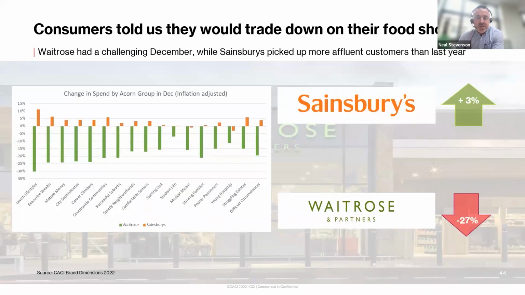Waitrose appear to have seen the biggest impact from customers' changing behaviour this Christmas, and they saw a significant decline across all Acorn groups, but most significantly in the most affluent groups, their core customers. At the same time, Sainsbury's saw an uptick in those groups, suggesting that some Waitrose customers had perhaps traded down into a less premium brand. Interestingly though, Sainsbury's also saw an uptick in struggling estates and difficult circumstances, suggesting that perhaps the Aldi Price Match campaign may be having a positive impact, potentially those groups trading up for a treat.